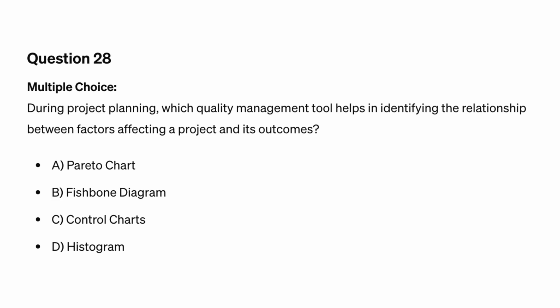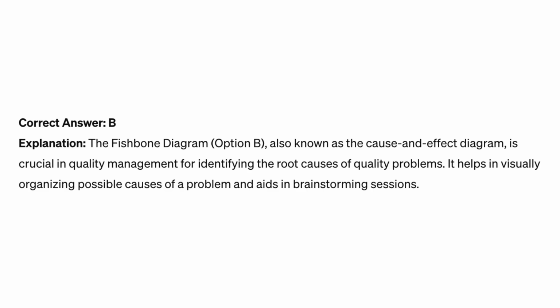Question 28. During project planning, which quality management tool helps in identifying the relationship between factors affecting a project and its outcomes? A. Pareto chart. B. Fishbone diagram. C. Control charts. D. Histogram. Correct answer B. Explanation. The fishbone diagram, option B, also known as the cause and effect diagram, is crucial in quality management for identifying the root causes of quality problems. It helps in visually organizing possible causes of a problem and aids in brainstorming sessions.